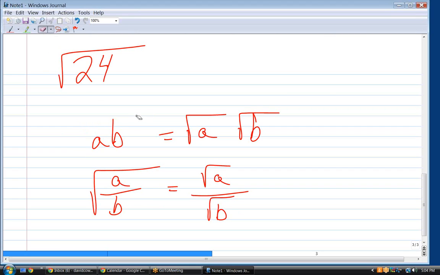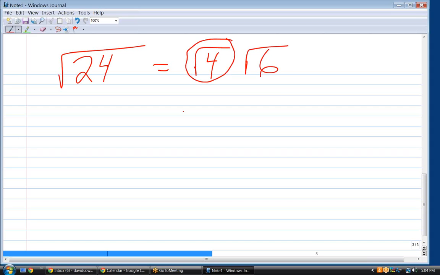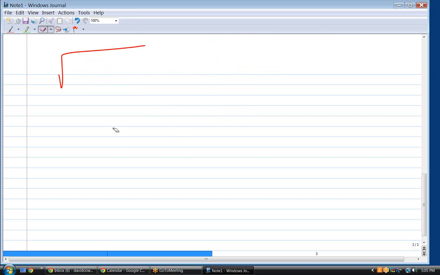So our goal with the square root of 24 is to turn it into two factors where one of them is a perfect square, like this. And then this I can turn into 2. So square root of 24 becomes 2 root 6. And that's the name of the game whenever you're simplifying these, is to find factors of whatever this number is. And let me give you another one.